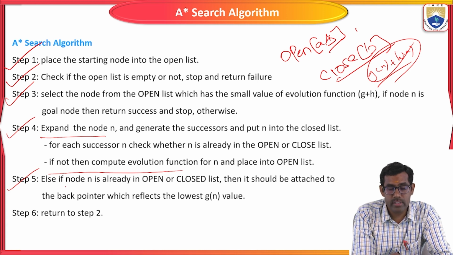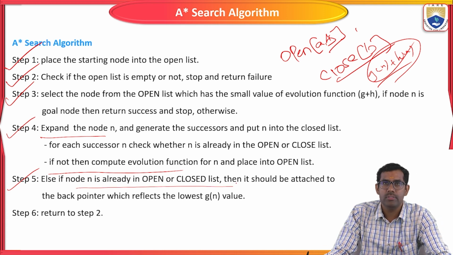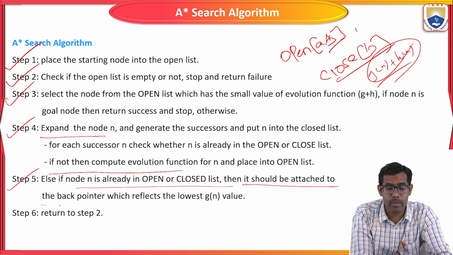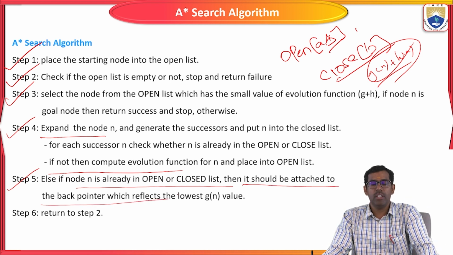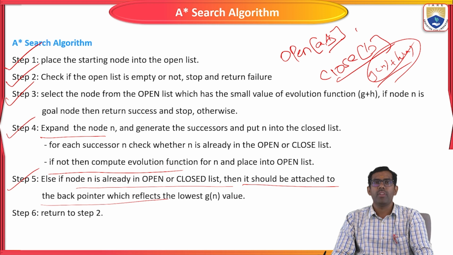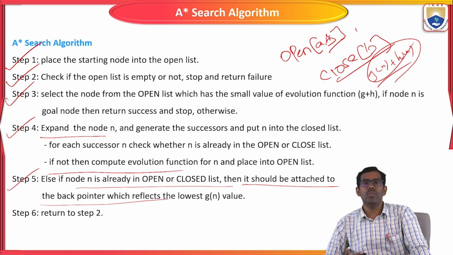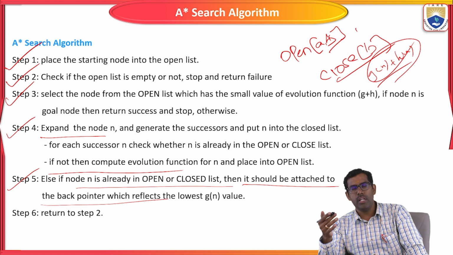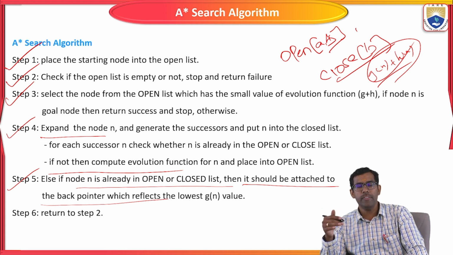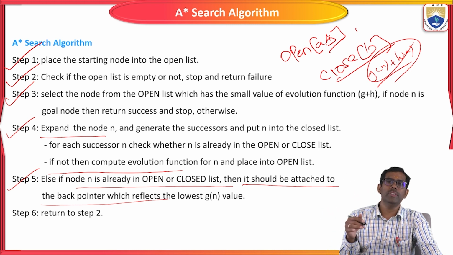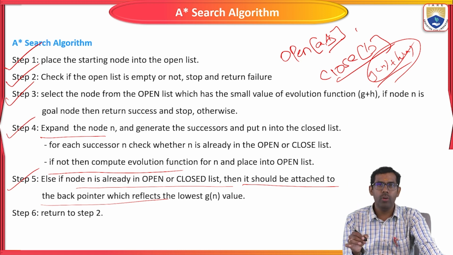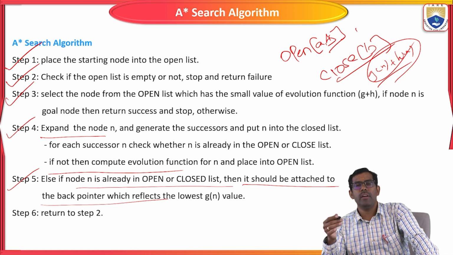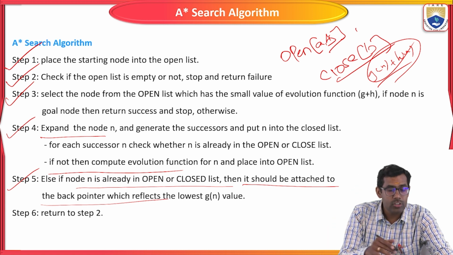Else, if the node is already in the open or closed list, then it should be attached with a back pointer which refers to the lowest cost value. So if it is in the open or closed list, we have to evaluate the particular value, the starting node cost value and the heuristic function. Then we give it a back pointer, and we have to compare to find the lowest value. So that is step 5.